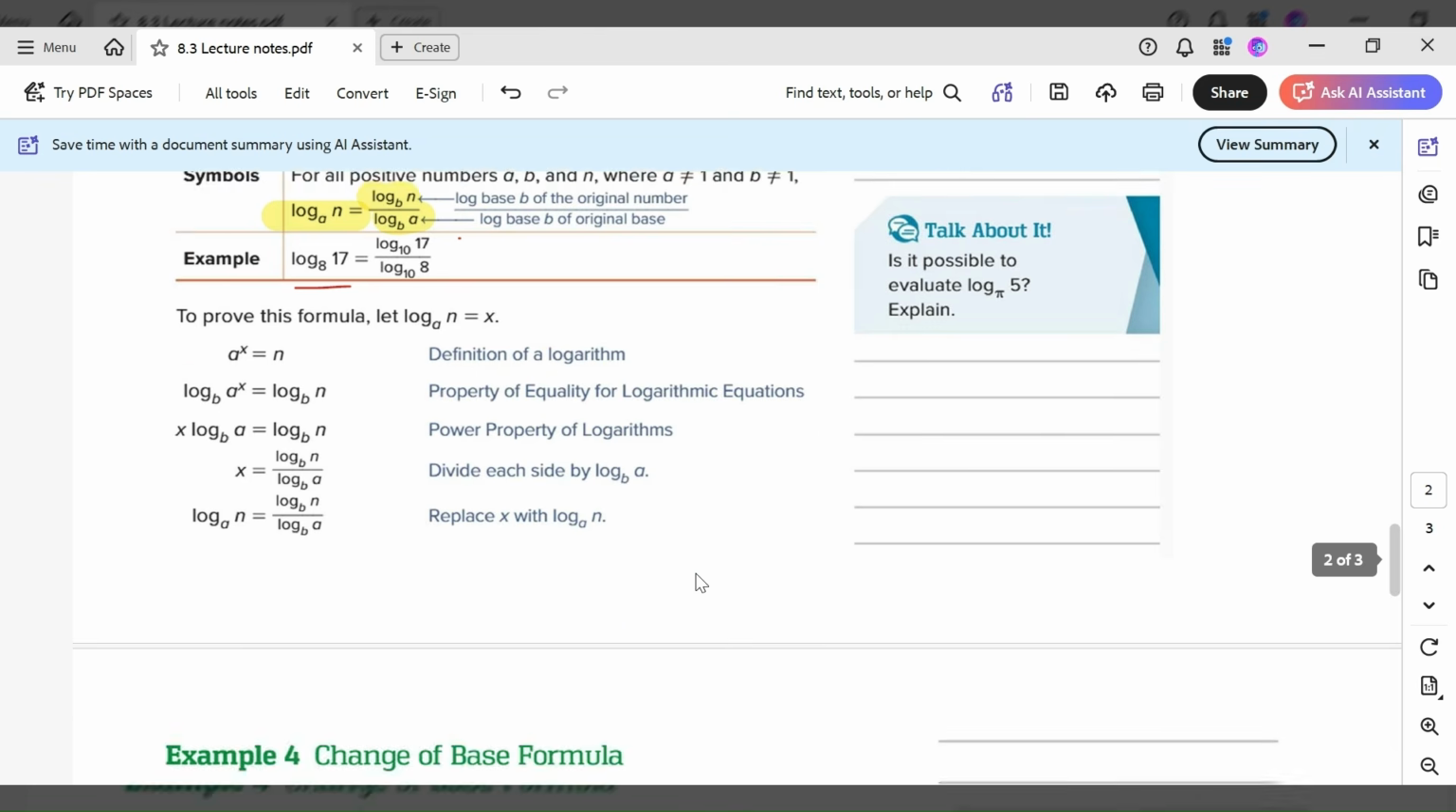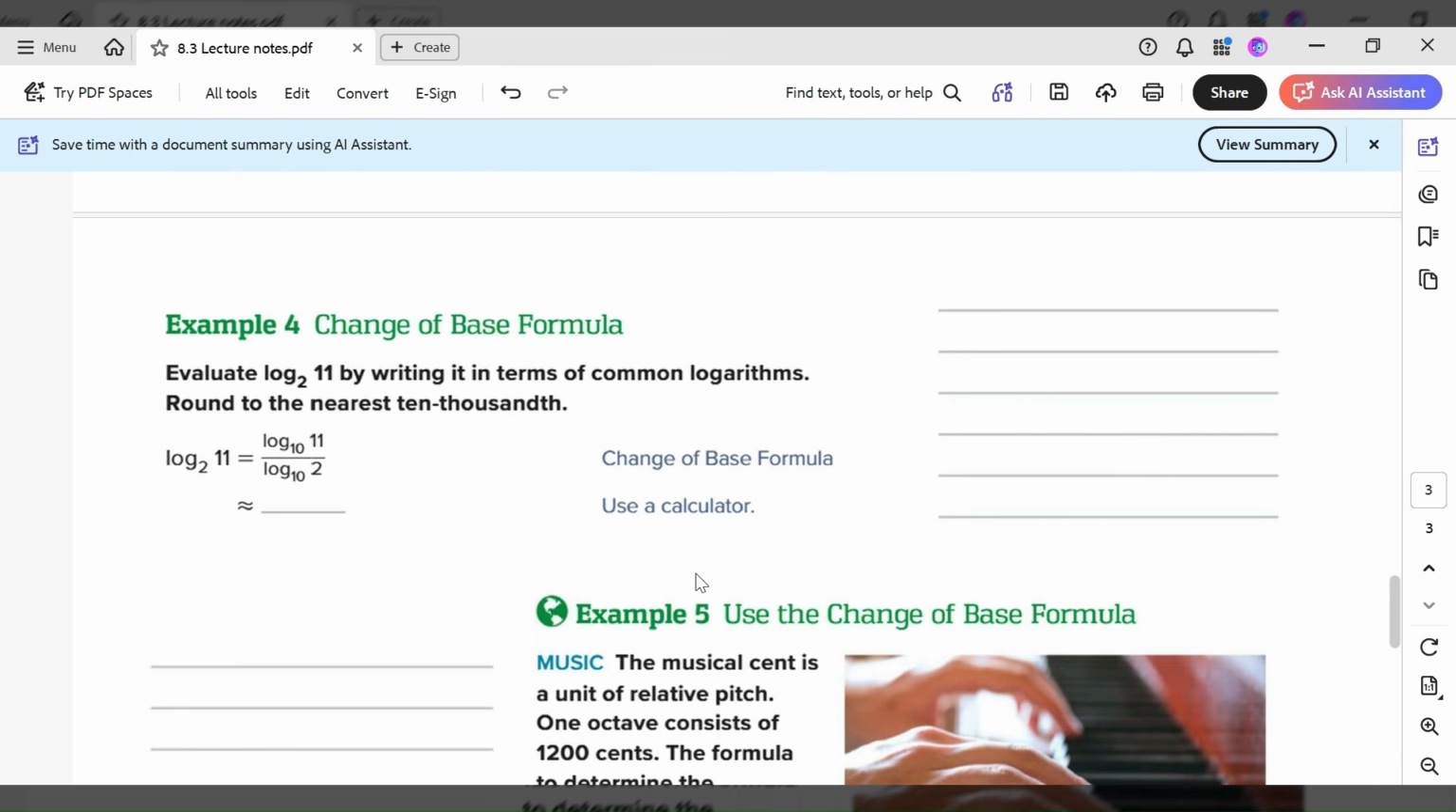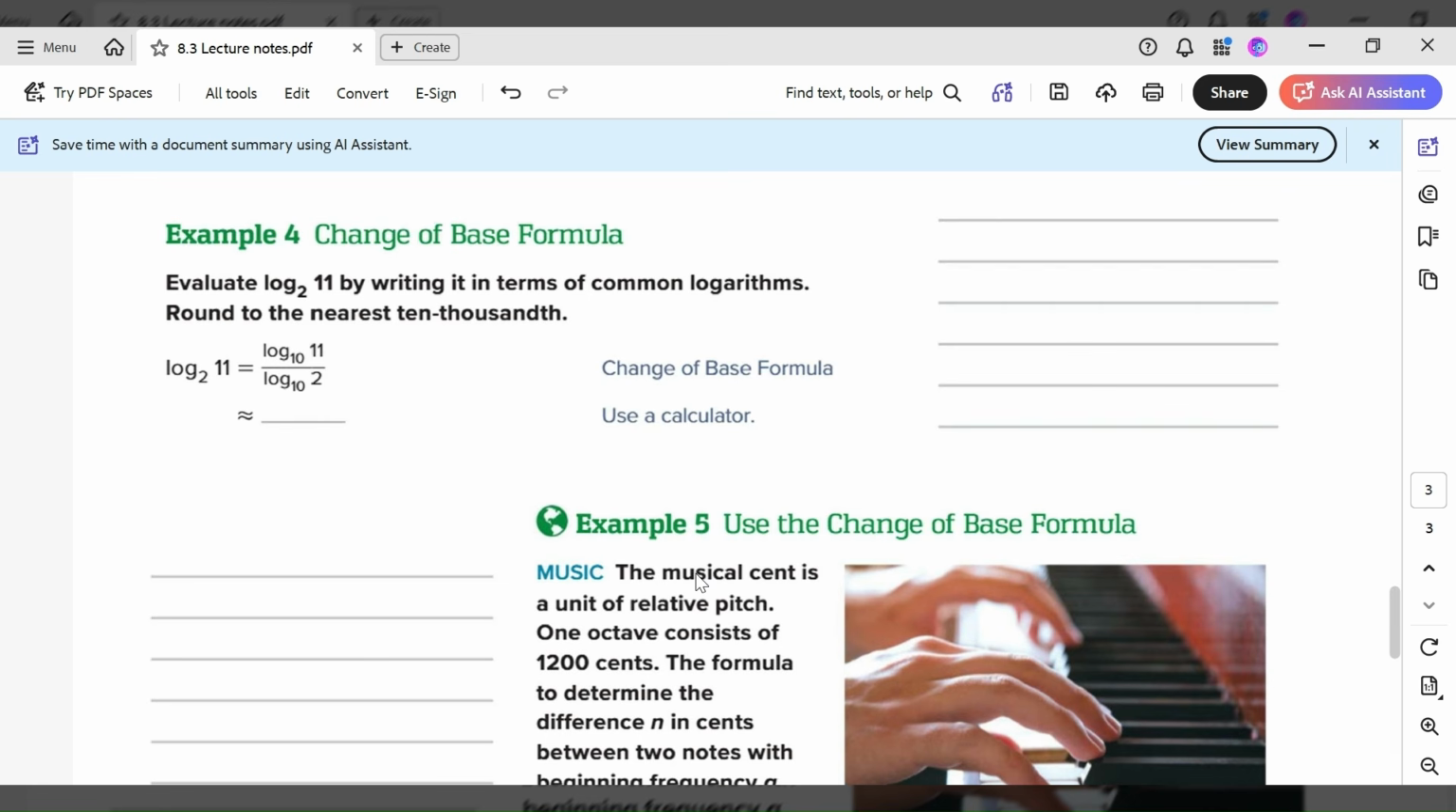When we look at example 4, it says change of base formula. They want us to evaluate log base 2 of 11 by writing it in terms of common logs. So we're going to take our log base 2 of 11 and write it as log base 10 of 11 over log base 10 of 2. Or you can just write it as log of 11 over the log of 2 when you plug it in Desmos.